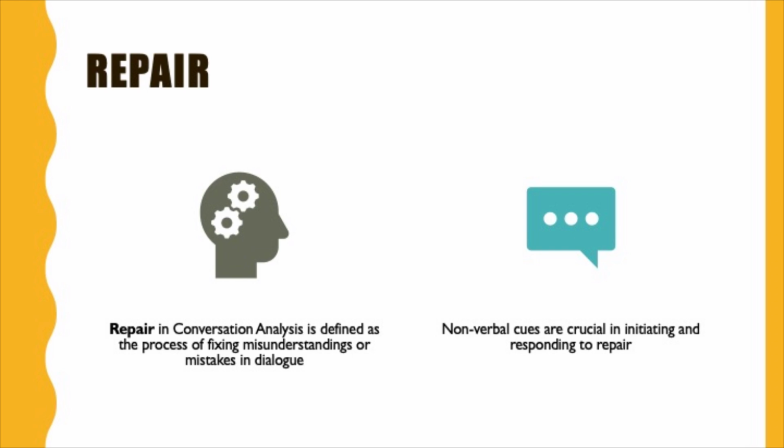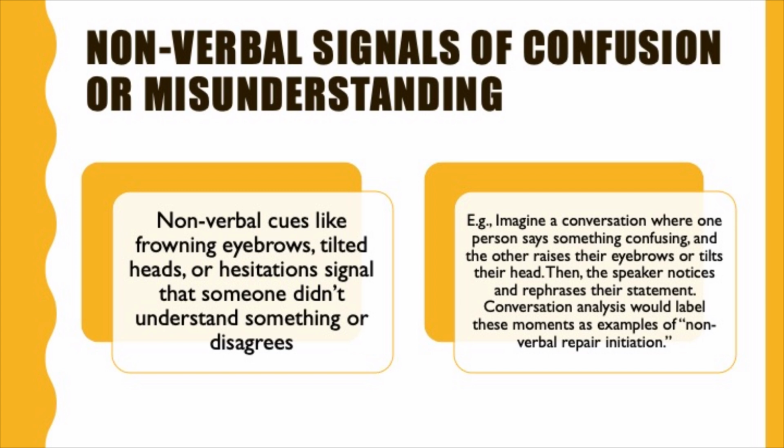Let's understand this better. In general, we can say that nonverbal cues can signal confusion or misunderstanding. In fact, nonverbal cues like frowning eyebrows, tilted heads, or hesitation signal that someone didn't understand something or disagrees. Let's make an example. Imagine a conversation where one person says something confusing and the other raises their eyebrows or tilts their head. Then the speaker notices and rephrases their statement. Conversation analysis would label this moment as an example of nonverbal repair initiation.